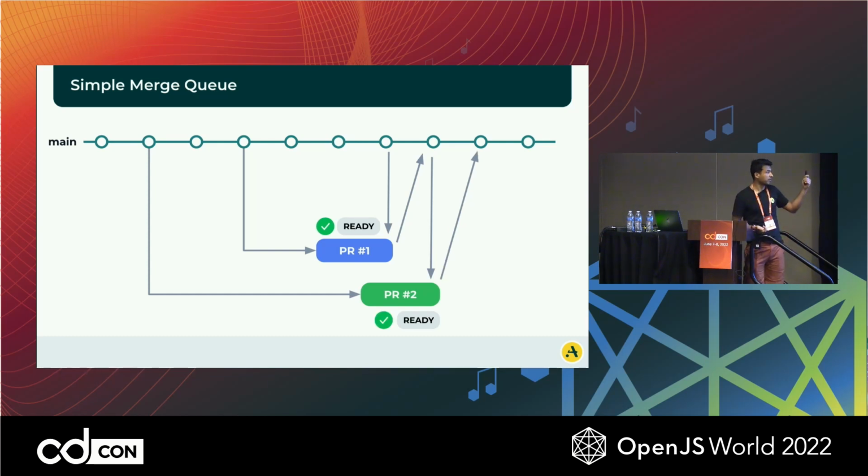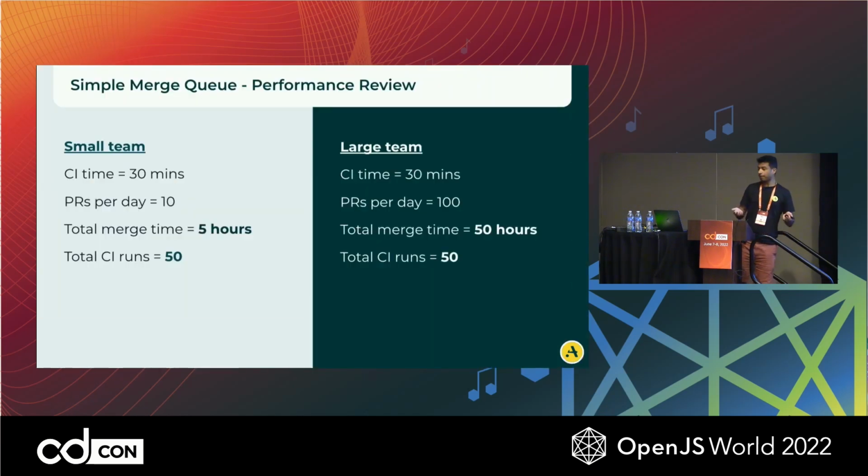It's going to just validate and merge the same way, right? Now if you have a very small team, let's say a team which merges 10 PRs a day, and your CI takes roughly 30 minutes, which is not ideal but seems a little more industry standard these days, we're talking about a merge time of about 5 hours, and your total number of CI runs will be 50. This still sounds reasonable.